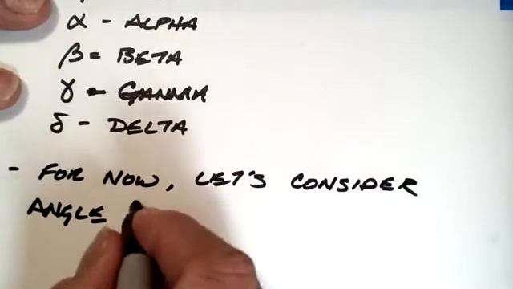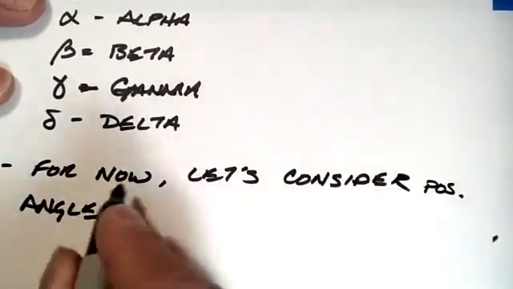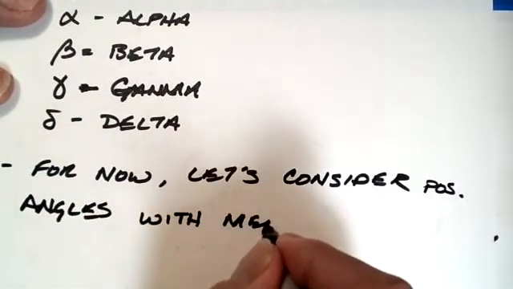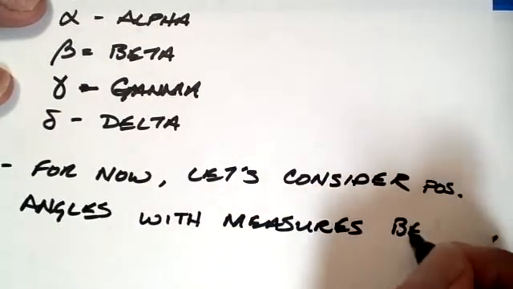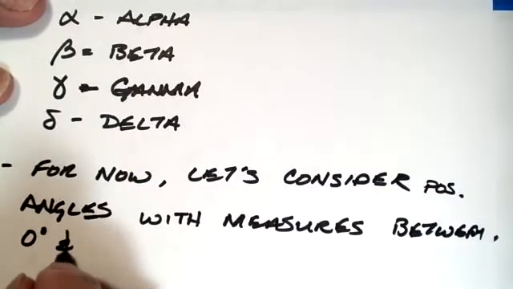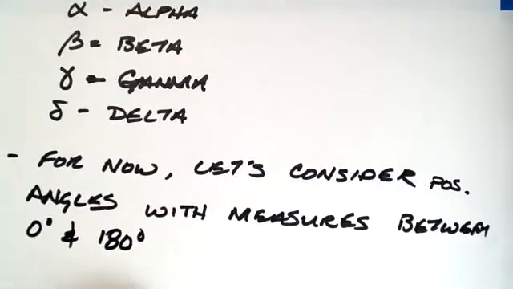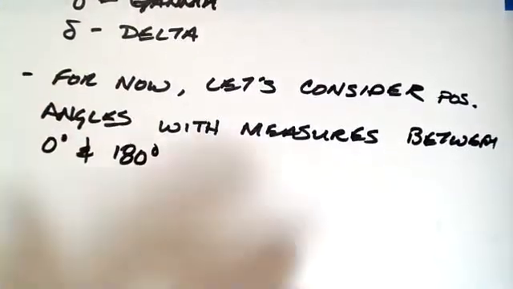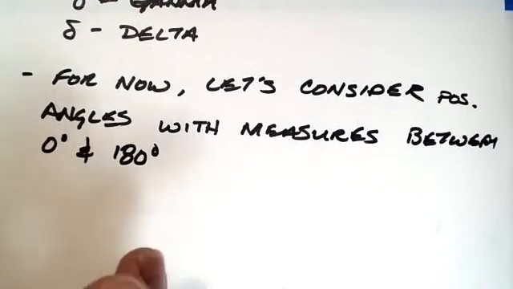Let's say positive angles. Add that in there. Positive angles with measures between 0 degrees and 180 degrees. Now remember, a complete rotation is 360 degrees, so this is just half a rotation, and this is no rotation at all.